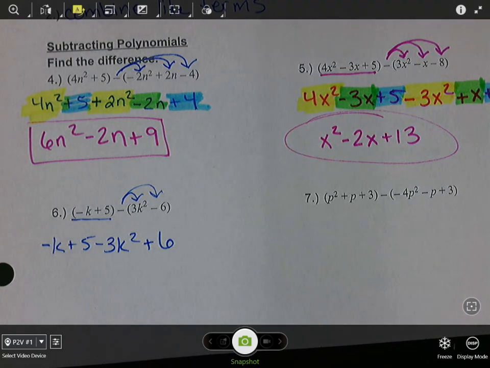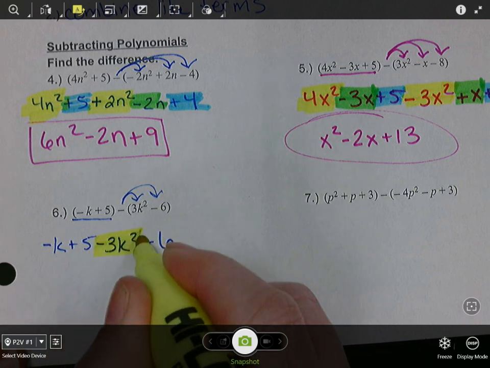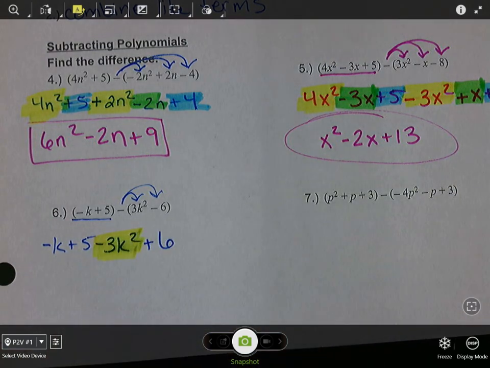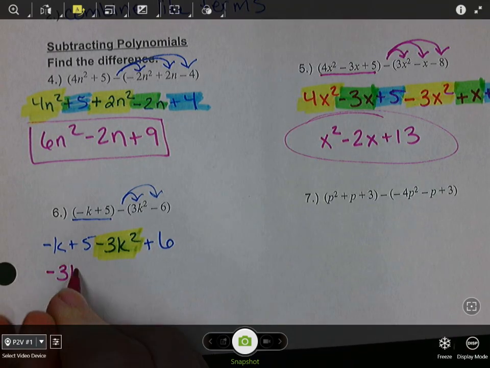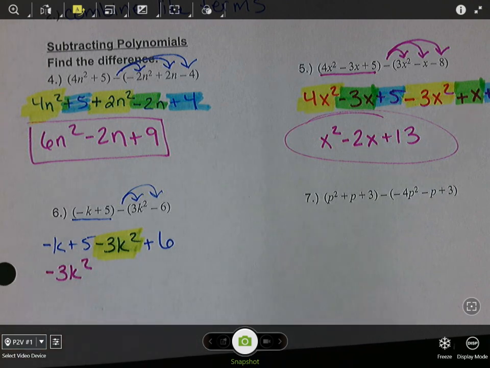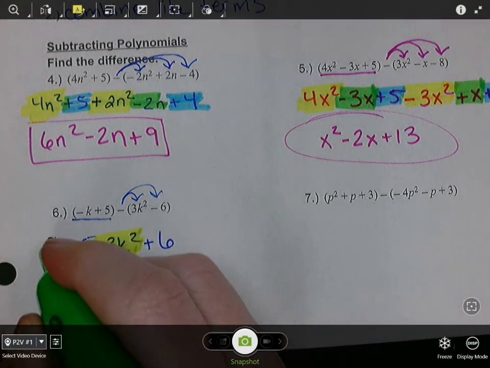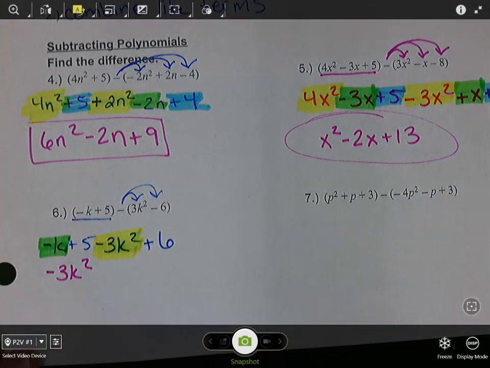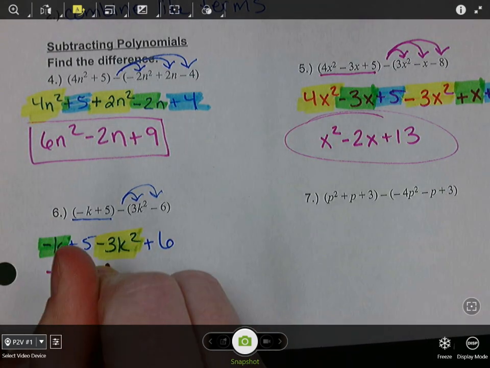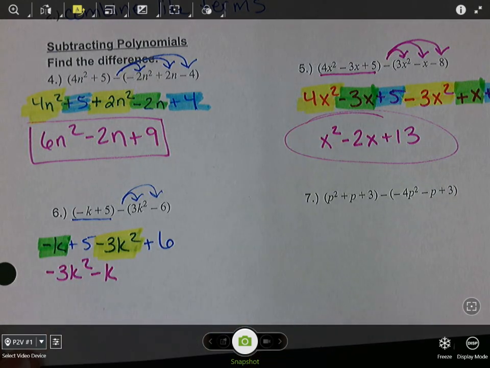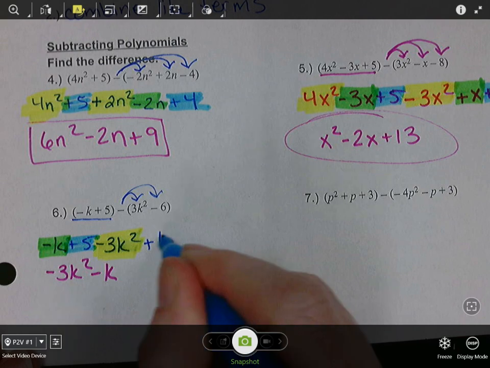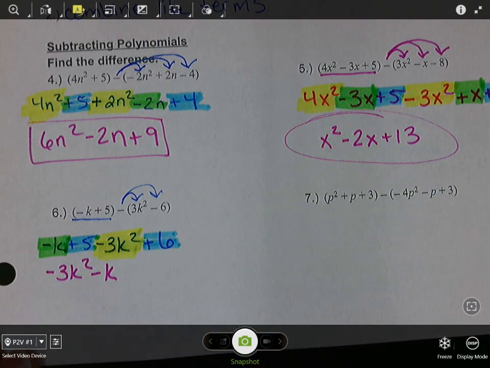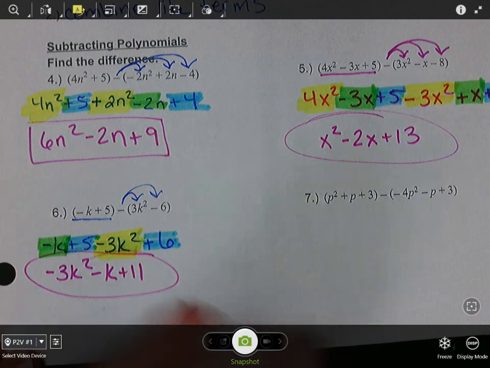Now combine your like terms. Which term would be going first? Negative 3k squared. Perfect. Negative 3k to the second power, or negative 3k squared. Is there anything I need to combine it with? Nope. So I leave it as negative 3k squared. Now, what would be my next term? Is there anything I need to combine it with? Nope. So it just stays as negative k. And what are my constant terms? And what's that going to equal? There you go.